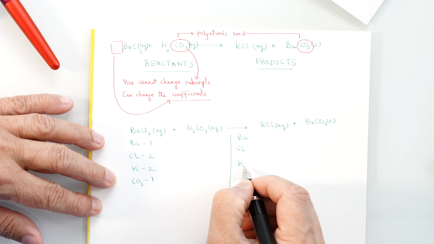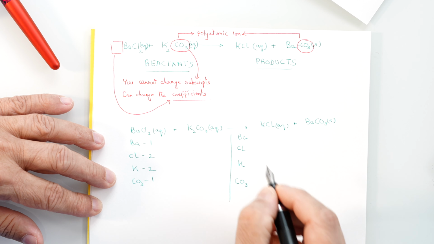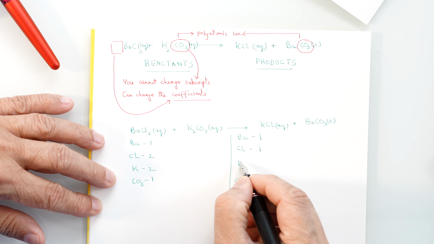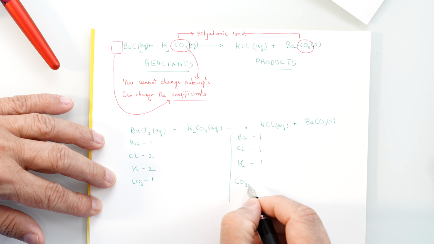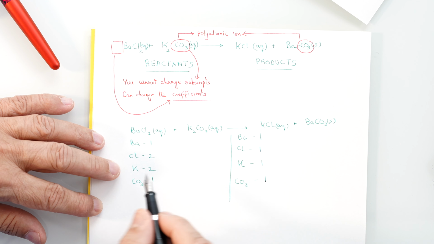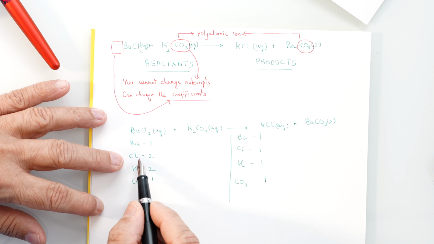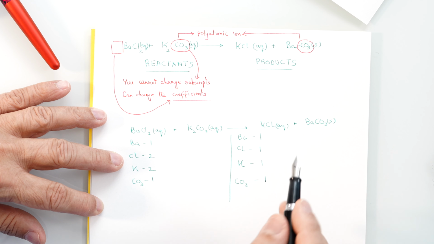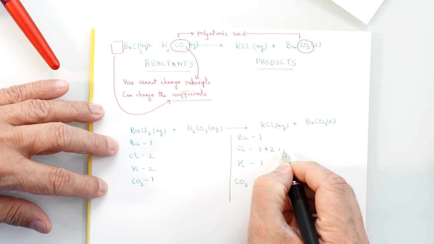Same order on the right-hand side. Barium, chlorine, potassium, and the carbonate ion. Barium is 1. Chlorine is 1, or the chloride ion. Potassium is 1, and the carbonate ion is 1. So all these guys are 1. Over here, we've got a slight problem. We've got the chloride ion that is 2. And so we're going to need to fix that. We're going to multiply this by 2. That's going to give us 2.